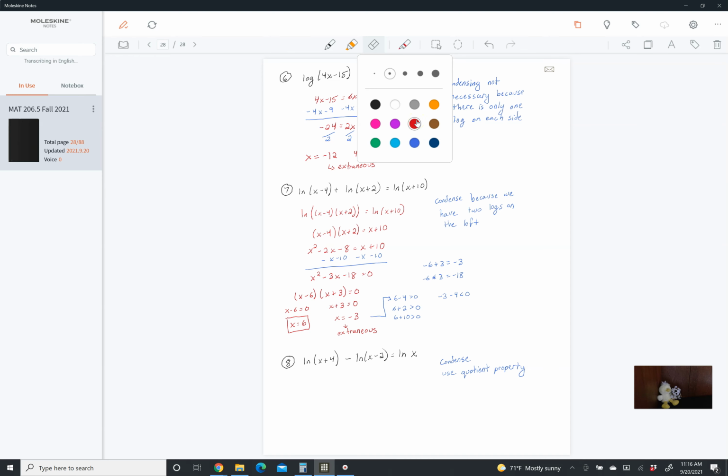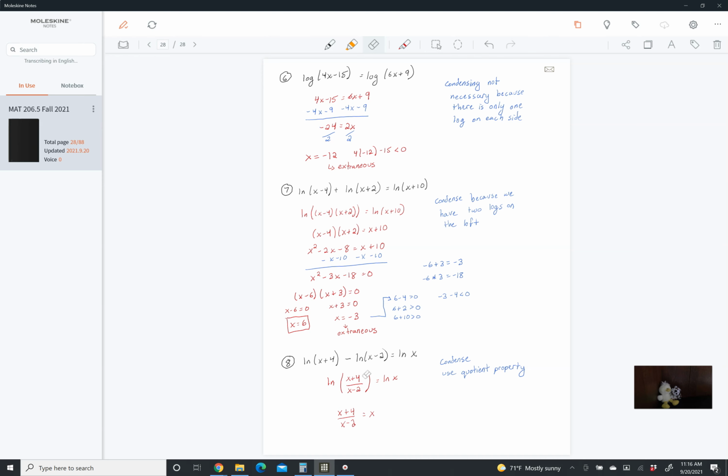So that means that we're going to have ln of x plus 4 over x minus 2 is equal to ln of x. And now we keep going. Nothing really changes. We're still setting both sides equal to each other. Setting the arguments equal to each other. So x plus 4 over x minus 2 is equal to x.